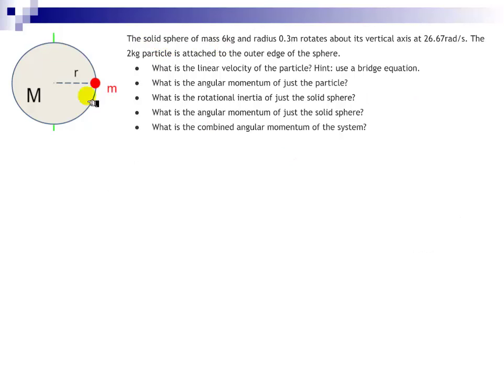A solid sphere of mass 6 kilograms and radius 0.3 meters rotates about its vertical axis at a rotational velocity of 26.67 radians per second. A 2 kilogram particle is attached to the outer edge of the sphere. So we've got two objects here: the particle and the solid object. In this case, the solid object is a solid sphere.